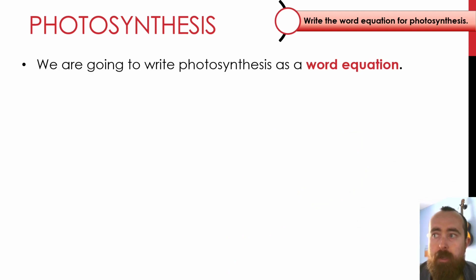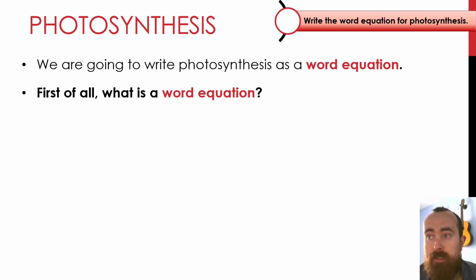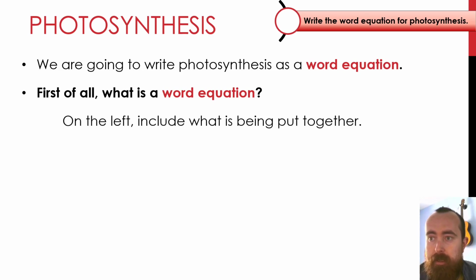Right, so word equations. We're going to be writing photosynthesis as a word equation. But first of all, we need to work out what a word equation actually is. It may not be something that you've come across before. It may be something you have, but let's recap it anyway. So on the left-hand side of a word equation, we include what is being put together. We call these the reactants, the things that are being reacted together.